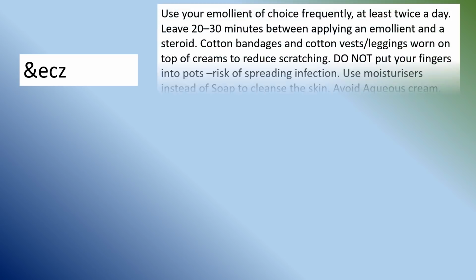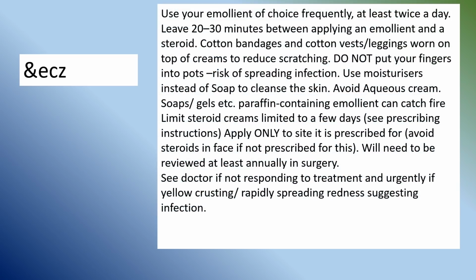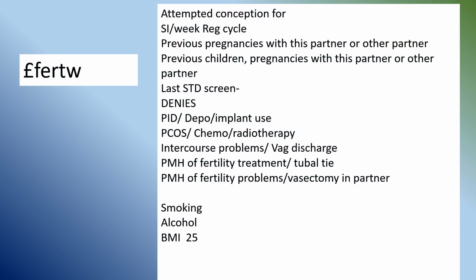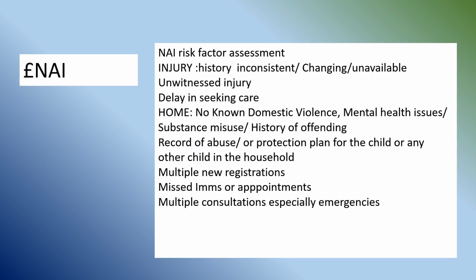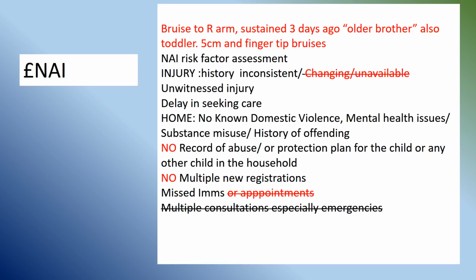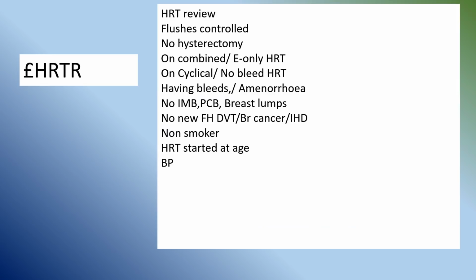This is eczema advice about emollients and topical steroids. This is a fertility history in a woman, and here it's been completed. This is my checklist for non-accidental injury history, and here it is applied. This is a HRT review history, and here it is applied.